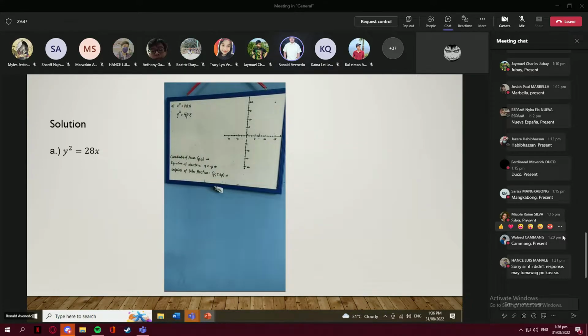The first step is solve for p. And to solve for p, we're going to compare now the two equations. We have here y squared, then we have x, so therefore we can say that 4p is equal to 28.